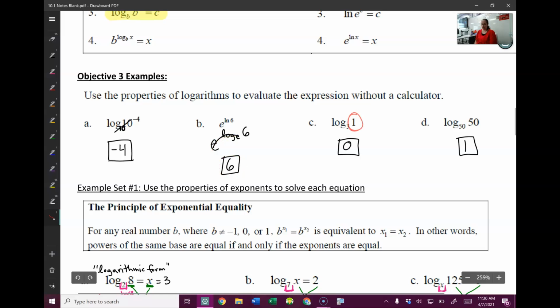Log base 30 of 1, anytime the input is 1, the answer is always 0. Log base 50 of 50, anytime the base and the input match, the answer is 1. So that is it for properties of logarithms. In the next video, we'll do one more example of solving logarithmic equations that may show up on skill checks or tests.